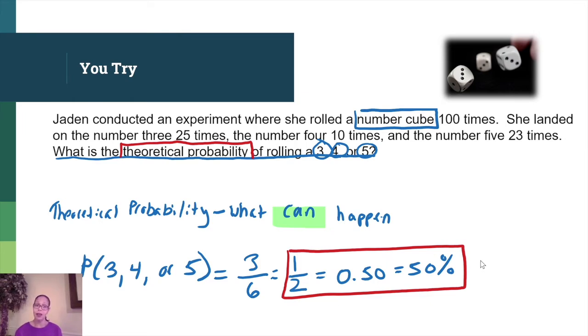And again, theoretical probability is when we are looking for the chance that an event can happen. It's not based on an experiment. So we know that there's one number 3, one number 4, and one number 5. That would be a total of 3 for our favorable outcomes out of 6 for our total possible outcomes. We want to simplify the fraction as 1/2, which is the equivalent of 50 hundredths and 50%.